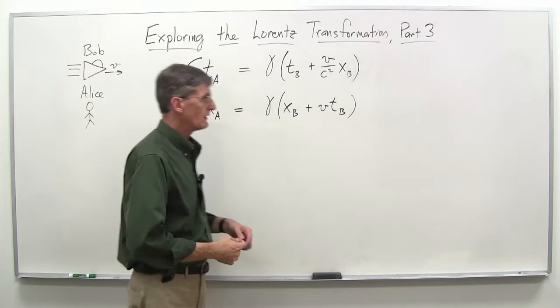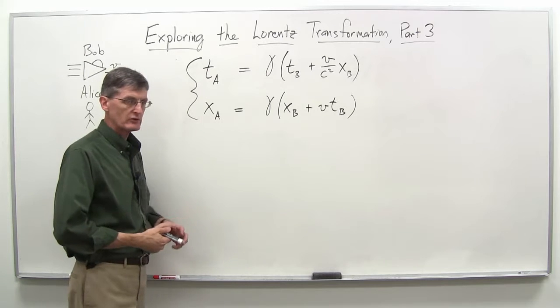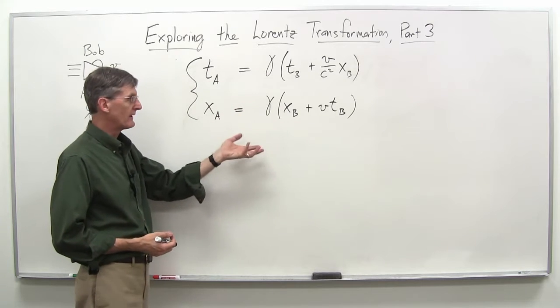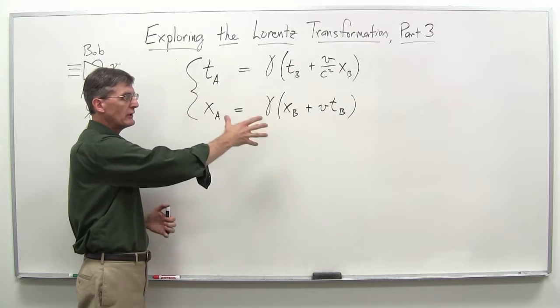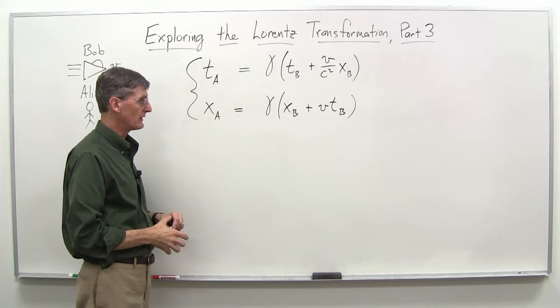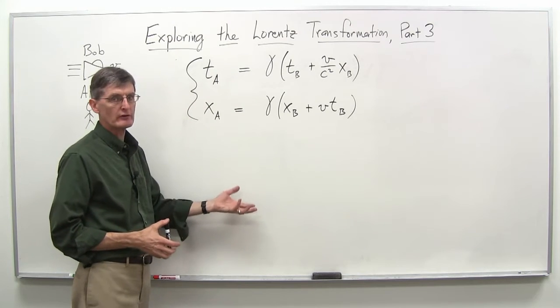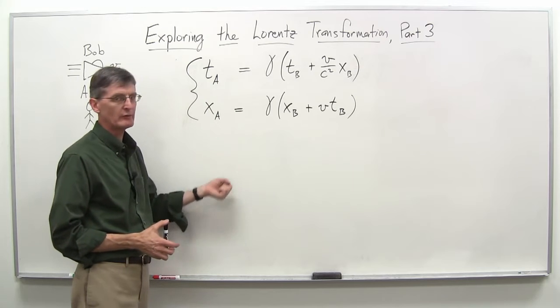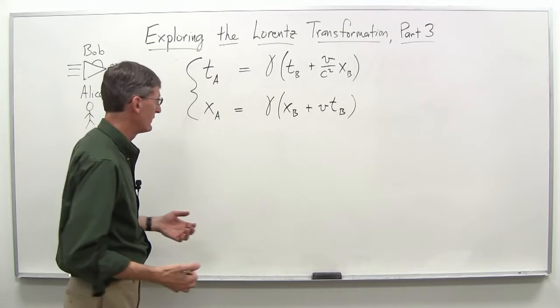Part 3 of exploring the Lorentz transformation. Here are the equations back again, and I've changed them back to A and B for Bob and Alice, because we're going to write a new version of them up here, and it will be easier to see what's going on if we're thinking about Alice and Bob again.